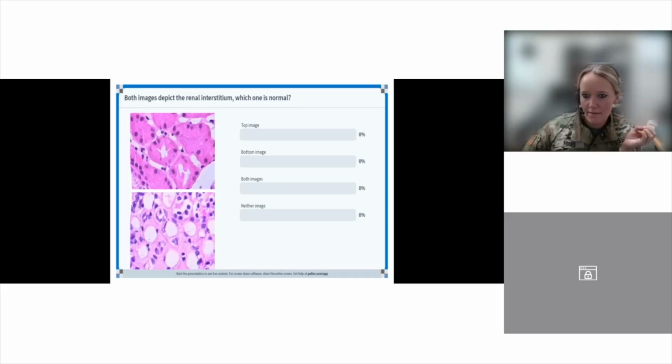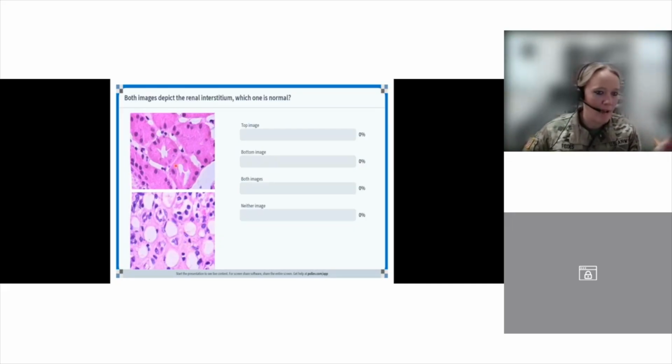All right. And I do want you to focus mostly on the interstitium of these images. Which interstitium is normal? Looks like we're getting more people changing the answers to both images. All right, so we got about an even split between both images and top image. So top image is correct. Top image is normal. Bottom image is also normal.